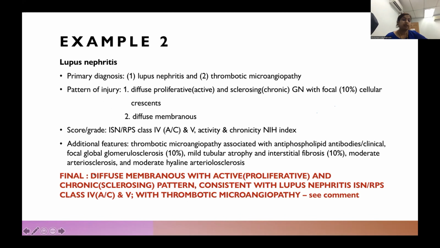So my final diagnosis would look like this: diffuse membranous with active, or you can put proliferative, chronic pattern, consistent with lupus nephritis, ISN/RPS class 4, AC, and 5 with TMA. So this is how I put it in. The final diagnosis is pretty long because you put in a bit of the classification as well as the pattern of injury. This one is crucial for lupus. So all your lupus reports should preferably look like this.